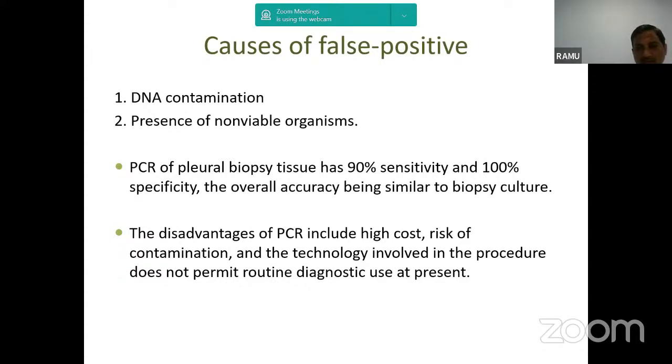PCR can also be done with biopsy, as I said; the yield increases with tissue biopsy, where the sensitivity is 90% and the specificity is 100%. The disadvantage of PCR is its very high cost, but still nowadays it is routinely used and it is not a major problem. Contamination is also a problem, and sometimes the PCR is positive while the patient is asymptomatic, so it is difficult in such times.